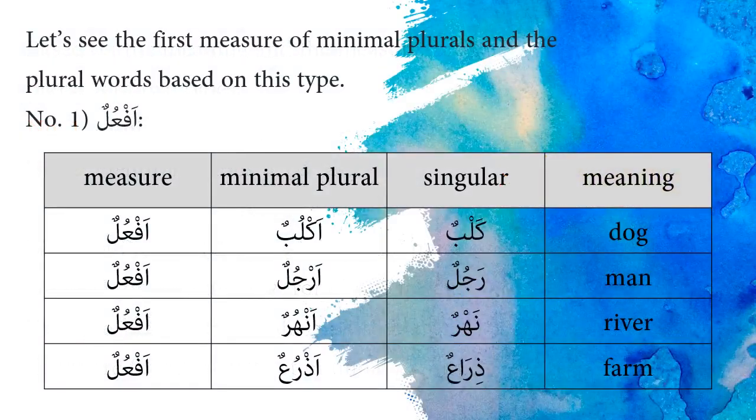Let's see the first measure of minimal plurals and the plural words based on this type. Af'ulun. Number 1, af'ulun. The minimal plural is aklubun, singular is kalbun, meaning dog. Af'ulun, minimal plural is arjulun, singular is rajulun, meaning man. Measure is af'ulun, minimal plural is anhurun, singular is nahrun, meaning river. Measure is af'ulun, minimal plural is adhru'un, singular is dhira'un, meaning farm.